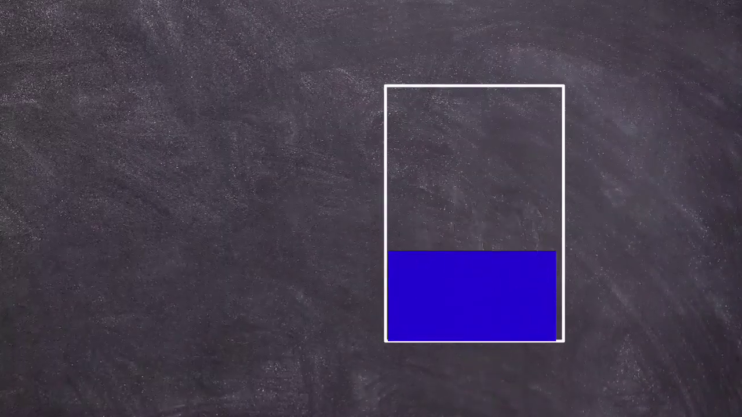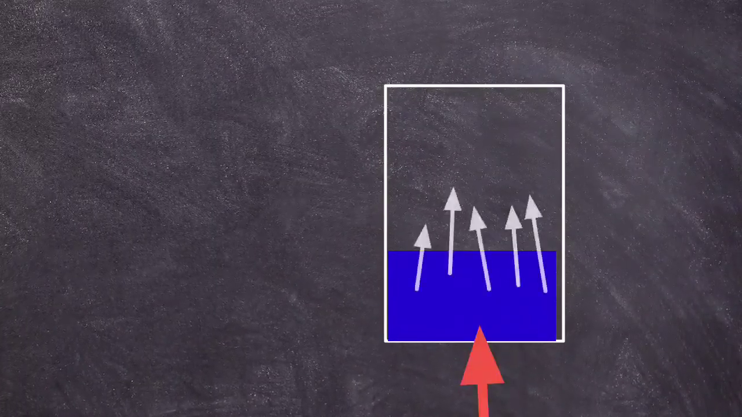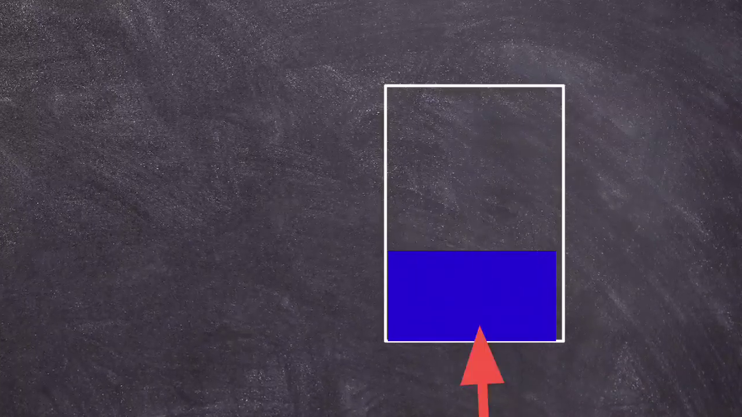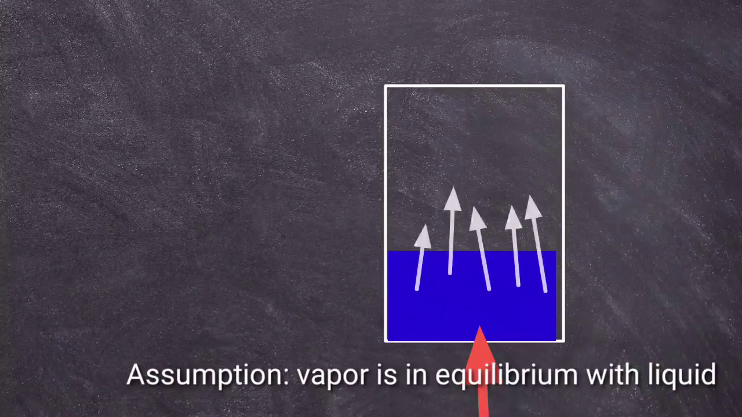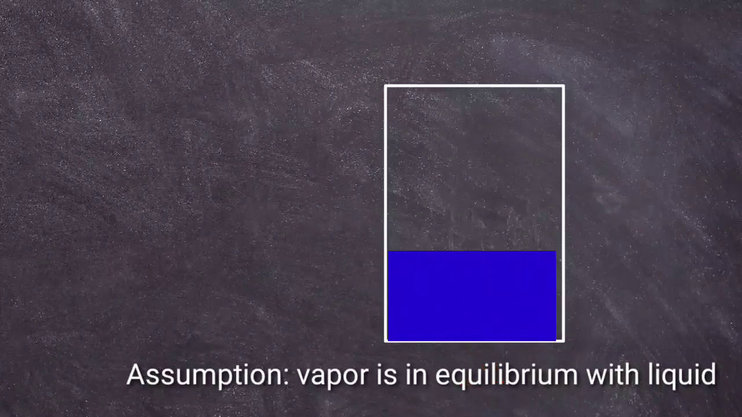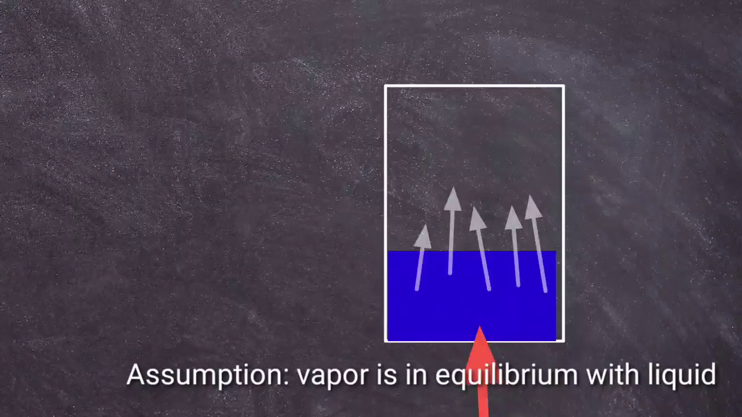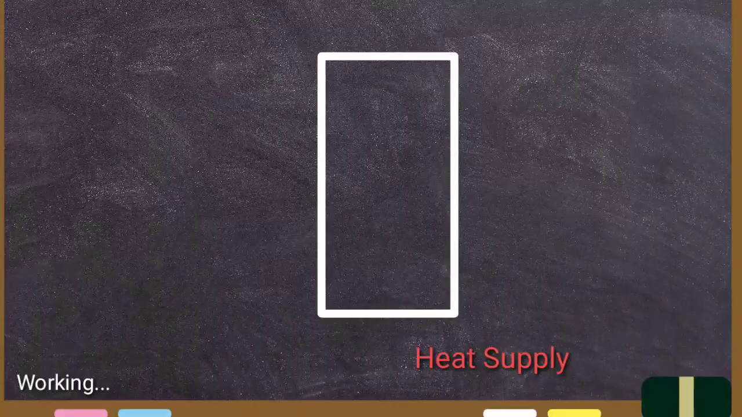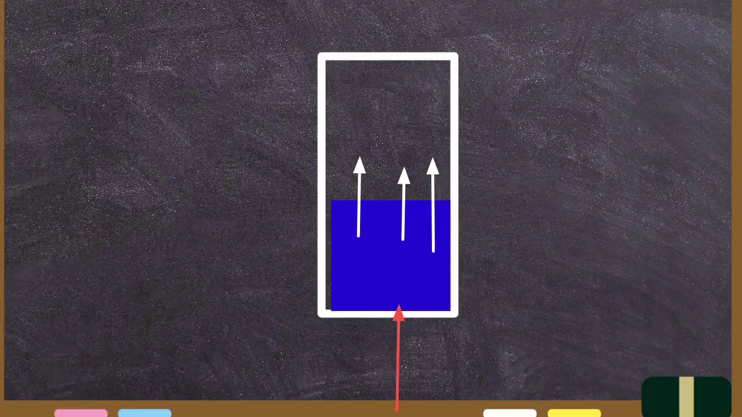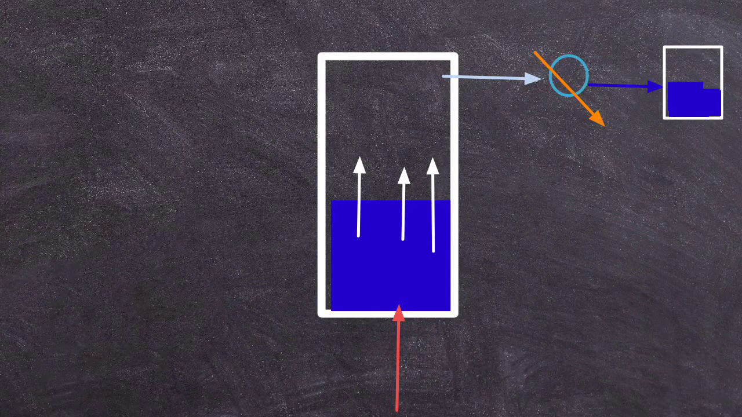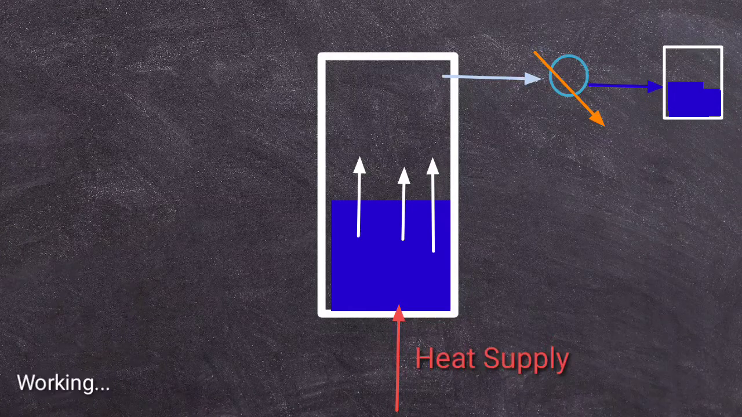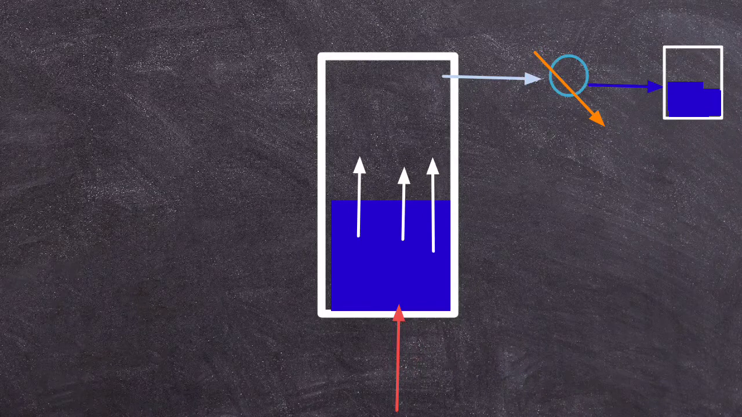As it starts boiling, it will produce vapor, and the vapor will be in equilibrium with the liquid if we are slow enough. That is our basic assumption: in ideal batch operation the vapor produced will be in equilibrium with the liquid. The vapor will keep producing, and we take it out from the top, condense it and collect it, and it will be our product.